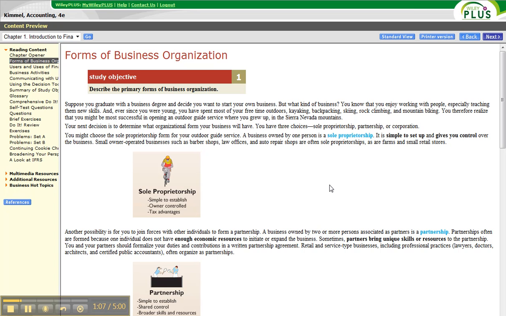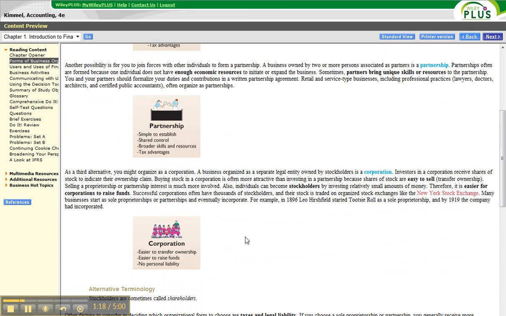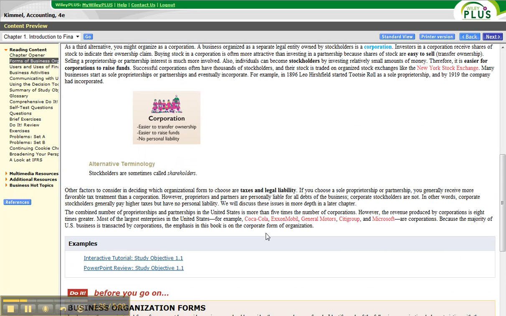Study Objective 1 in Chapter 1 deals with the different kinds of business organization. Sole proprietorships, partnerships, corporations, they've all got certain characteristics that go along with running a business as one of these types of entities. So just read through this. This kind of stuff is good multiple choice type questions on quizzes and exams.